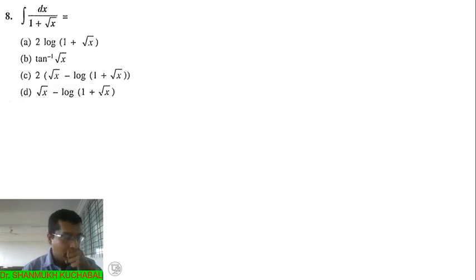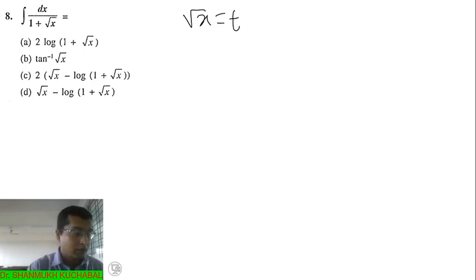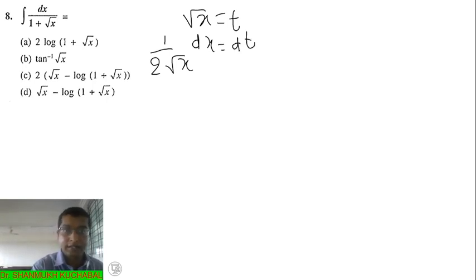Okay, further we will move to example number 8. It is the integration of dx divided by 1 plus root x. We use the method of substitution. That is, I take root x as a new variable t. So further we differentiate this one, 1 by 2 root x into dx equal to dt. Right. So I write the solution for dx. So dx equal to 2 root x, that is 2t dt.